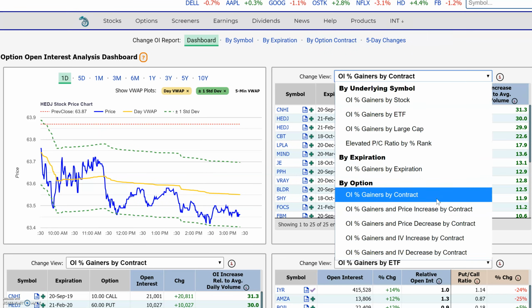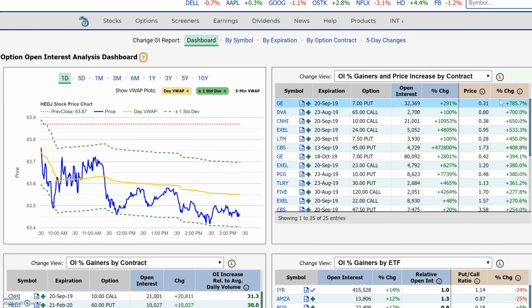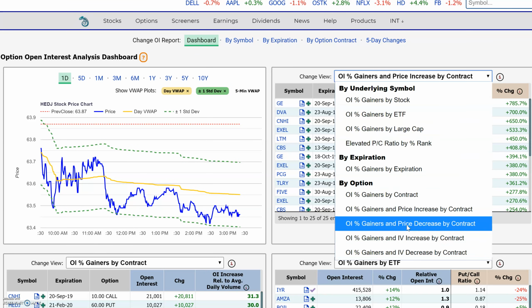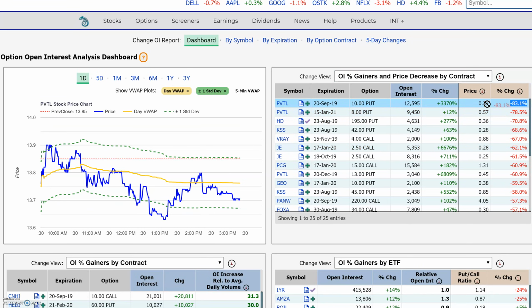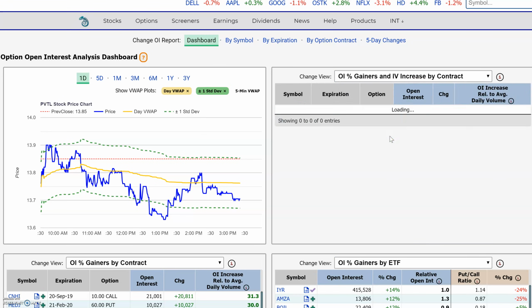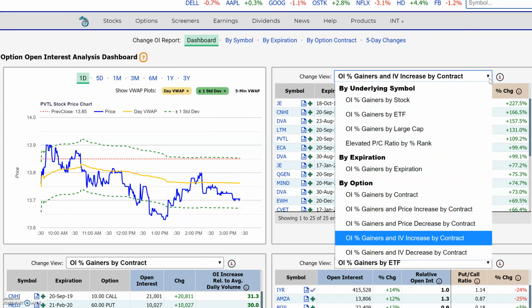You could also change this to percentage gain in the open interest plus an increase in the option contract, which we did before. Open interest gainer plus a decrease in the option contract. So this is where there's a big open interest increase and the option contract decreased in price on the same day. Open interest increase plus the implied volatility in the option contract increased by a lot. So over here we see that in this particular option, open interest increased by 700%. And the implied volatility increased by 200%, 227%.